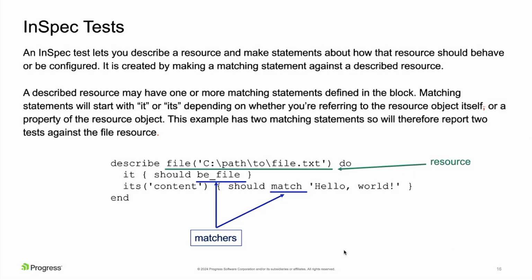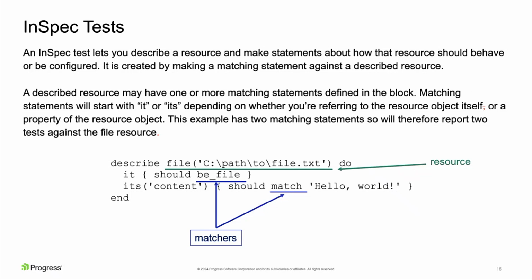So this is the test block. Each profile will have a different set of controls, and within those controls you'll have different sets of tests. For example, we have described whether the file is present in this path, whether it's a file or not, and whether the content of that file matches hello world or not. The file is the resource, and the matcher is called be_file or should match. These are the matchers used to match any values or conditions.